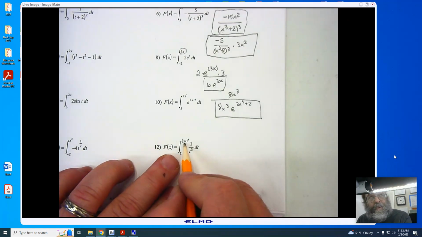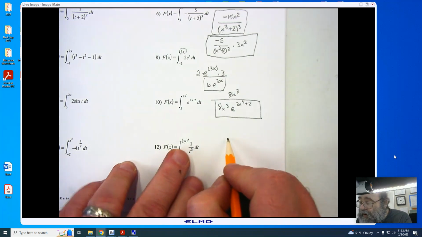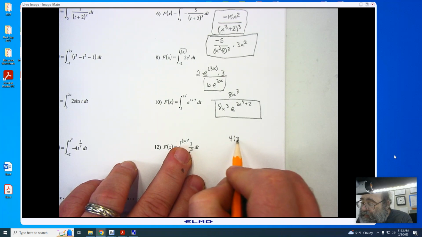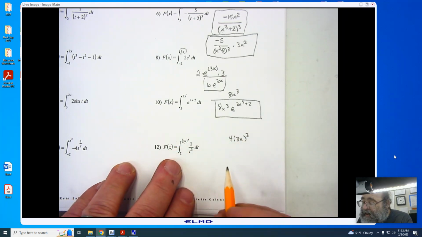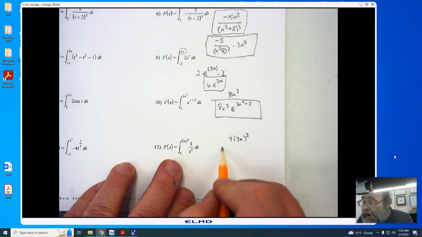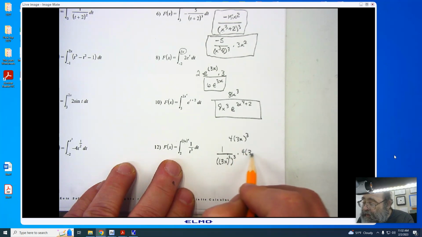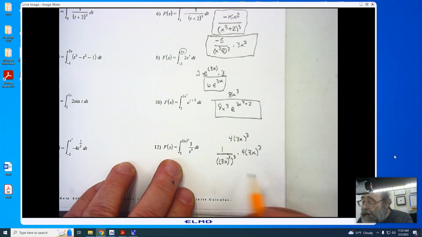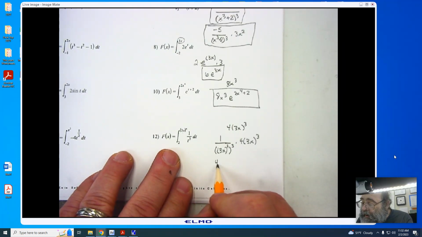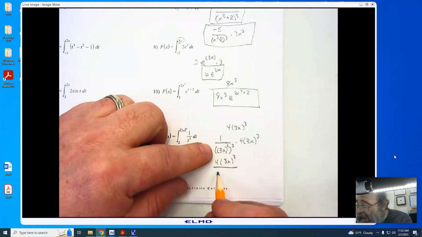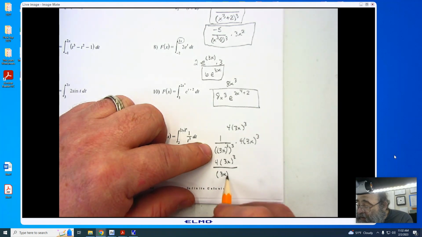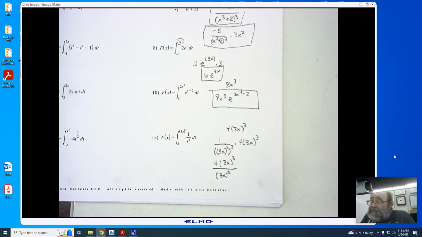Now this is a little bit more difficult because it requires the chain rule. I am therefore looking at 4 times 3x to the 3rd power as my derivative. I'm going to have 1 over, and I'm going to put this inside, and it is cubed. So I have 3x to the 4th cubed times the 4 times 3x cubed. I'm now going to simplify it. 4 times 3x, the quantity cubed, divided by, and now I'm just going to leave it as 3x to the 12th and not try to simplify it.